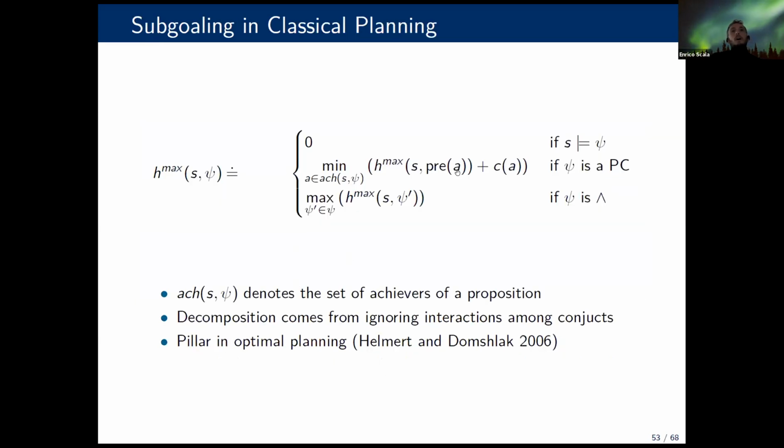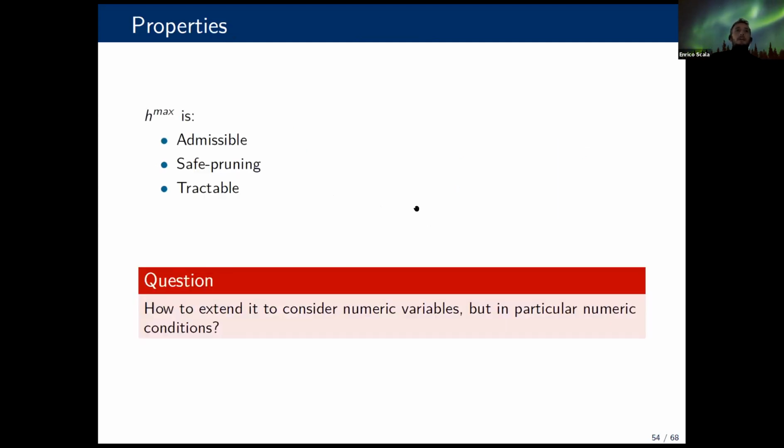Having defined that, we can formulate the sub-goaling relaxation through this recurrence equation that distinguishes 3 cases: when the state satisfies the formula, when the formula is a propositional atom, or when the formula is a conjunction. When it is a propositional atom, you just minimize over all the achievers, taking the achievers that minimize this sum here, which is the cost of the achiever plus the cost of recursively reaching its precondition. So now this formulation gives us an admissible, safe pruning, and tractable estimate.